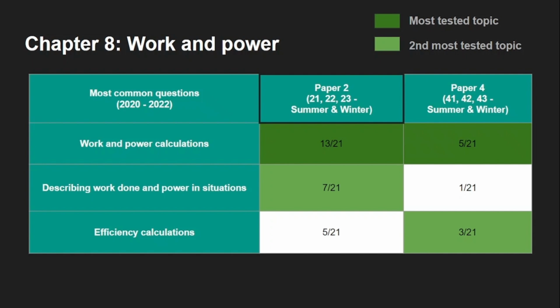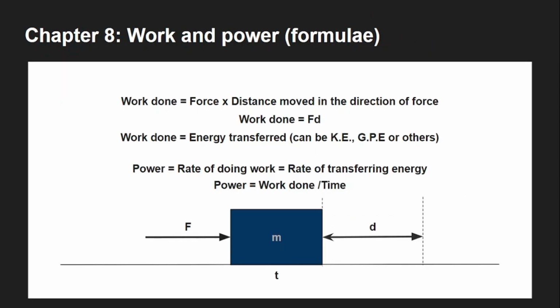So let's now jump into the actual calculations for work and power then. The first thing that I want to explore is obviously what work done is. And work done is essentially the force multiplied by distance moved in the direction of force. Essentially, if you apply force to an object and the object moves in the direction that you apply the force to, then the work done will be the product of the force multiplied by the distance moved by the object.